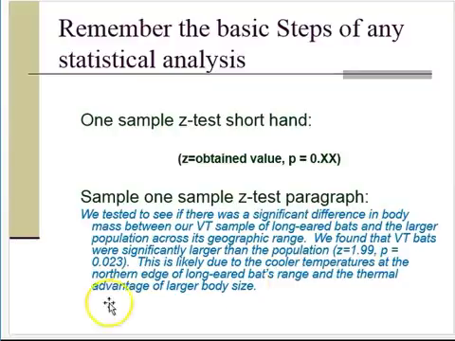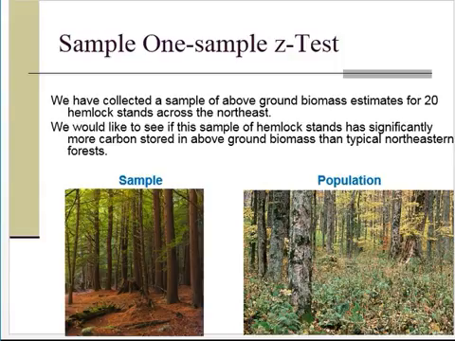So that's just a quick run through of the steps, but I think it's helpful if we actually go through an example. So imagine that we've gone out to 20 different pure eastern hemlock stands, and what we want to do is see if these hemlock stands are much more valuable in terms of carbon storage than typical forests across the Northeast. So we want to compare this sample of 20 eastern hemlock forests that we've gone out and measured above ground biomass and compare that to the larger population of a typical northeastern forest with mixed components.